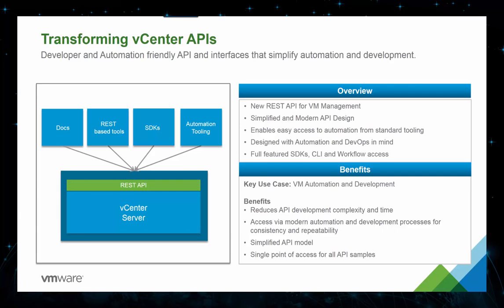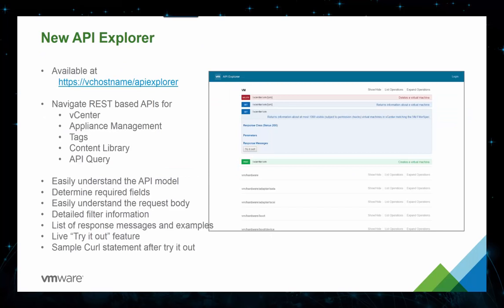All of these features help reduce development complexity and time, while providing modern, standardized APIs and models with a simple point of access for all API samples. We've also included a new API Explorer, which helps navigate REST-based APIs for vCenter, appliance management, tags, content library, and API query. It also makes determining required fields much easier, gives you detailed filter information, and a live try-out feature, and then several new capabilities.